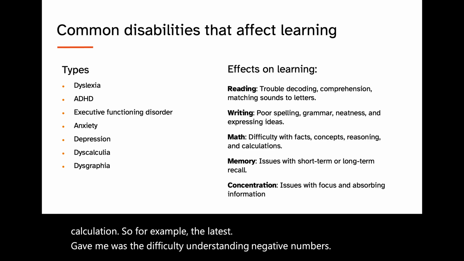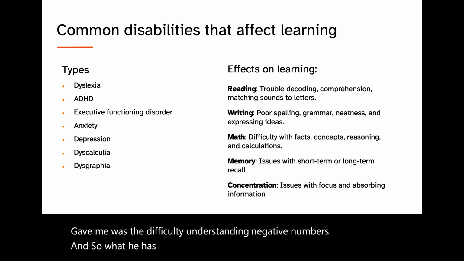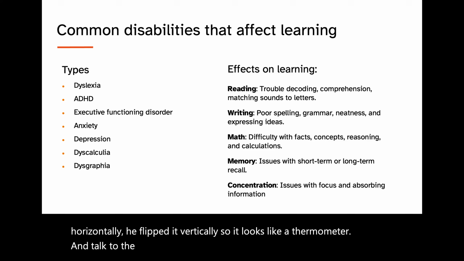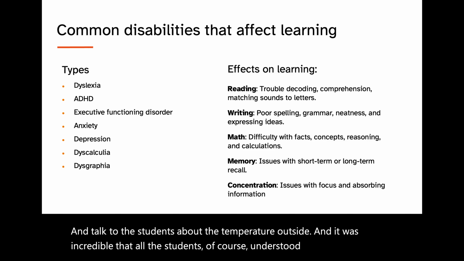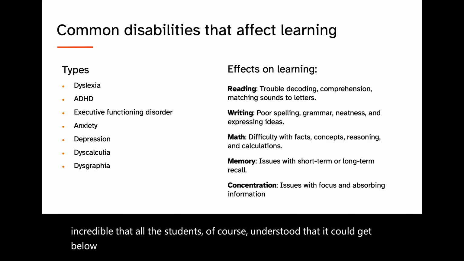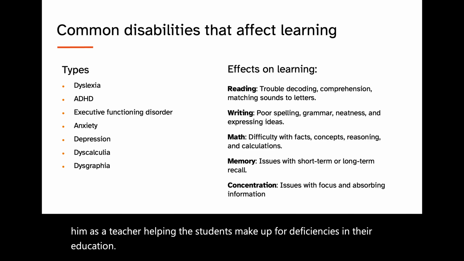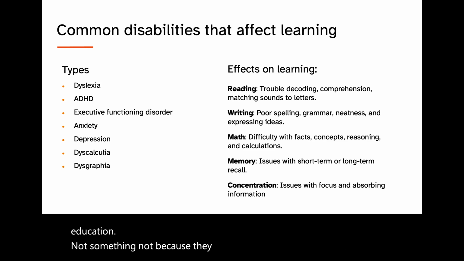So what he has done is instead of presenting the number line horizontally, he flipped it vertically so it looks like a thermometer, and talked to the students about the temperature outside. He said it was incredible that all the students, of course, understood that it could get below zero. So that's negatives, and in that way, they understood it. But that is him as a teacher helping the students make up for deficiencies in their education, not because they have dyscalculia, sorry.